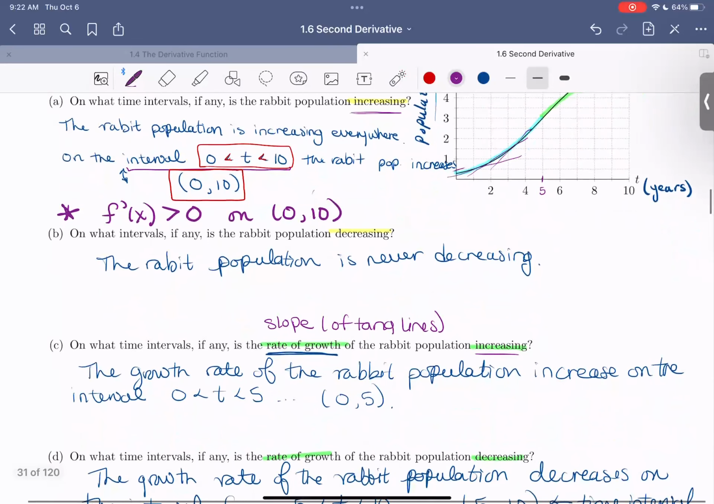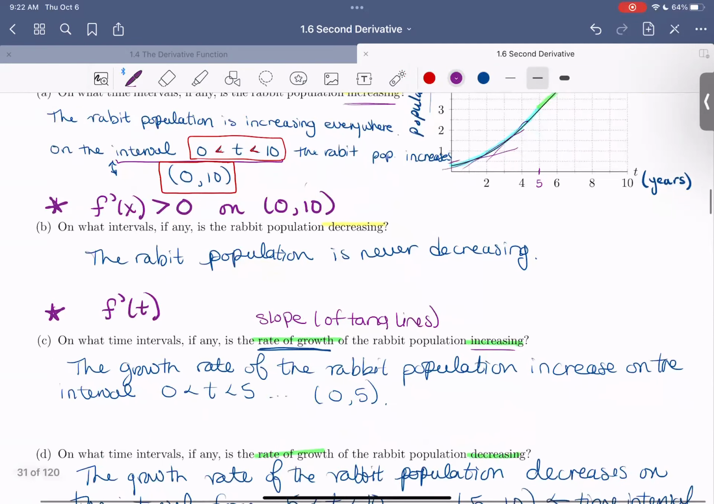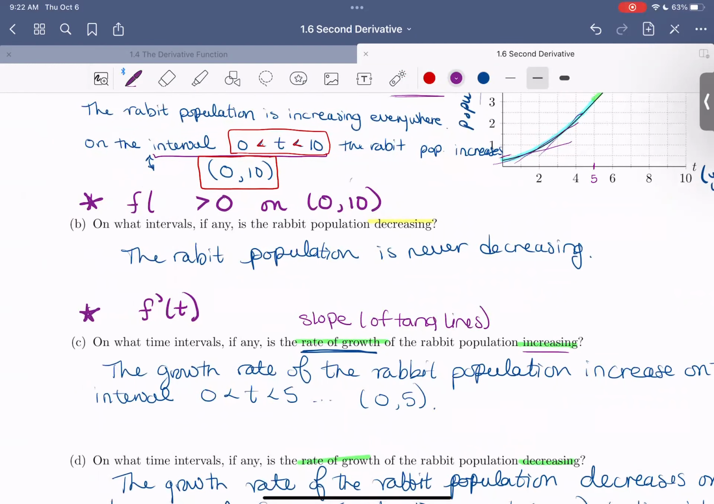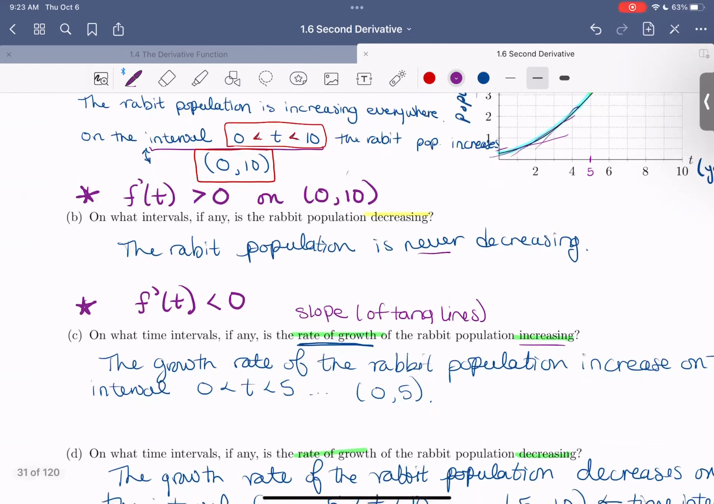Pause the video and see if you can write notation for what f prime of x is doing on our interval where we are decreasing. So if our function is decreasing, our rate of change, f prime of x, and actually we are looking at t here, so let me make sure I'm using the right notation, f prime of t, will be negative if our function is decreasing. We saw this never happens, so we'd say f prime of t is less than 0, never.